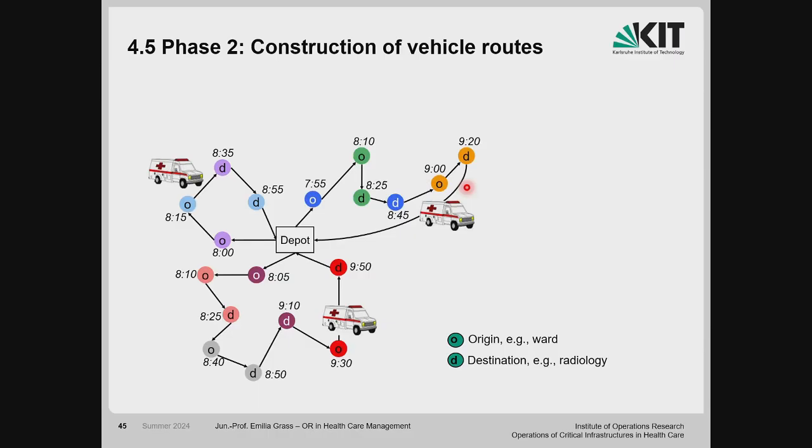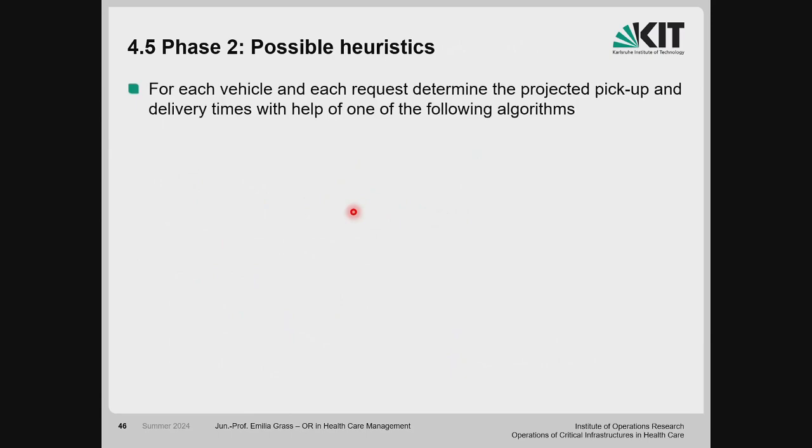So the second phase of this heuristic is now to construct feasible routes. Now we know which vehicle is covering which node and which request, and now we want to know the route and also the schedule. At 8:10 the vehicle should be here, and then deliver the patient at 8:25. To find feasible routes, we start with the possible heuristics that could be used.